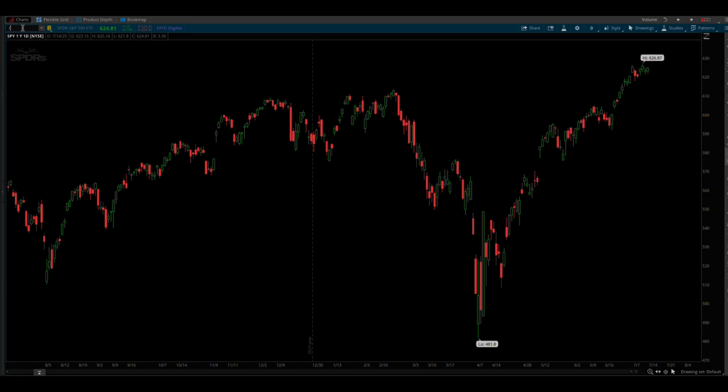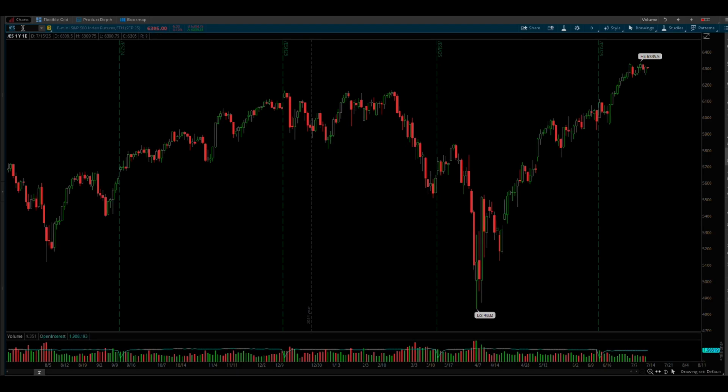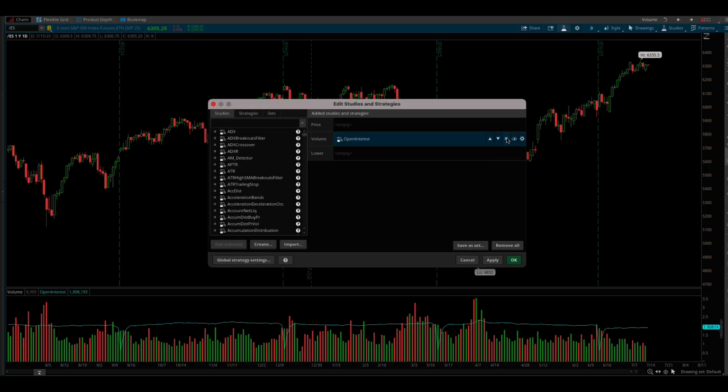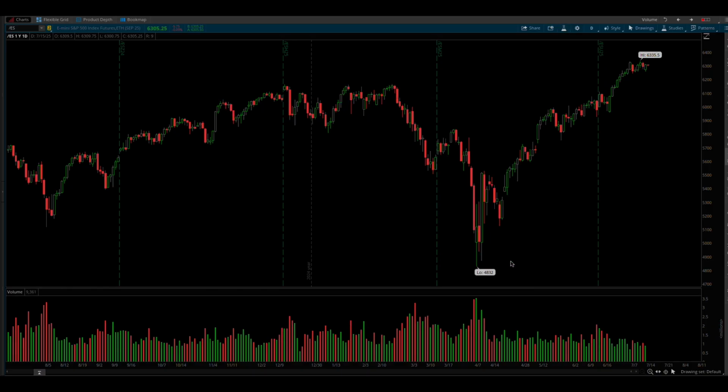So let's pull up ES. These are the futures for the S&P 500. Down here on every trading platform, there's a volume. The blue line is open interest for futures, but I'm going to get rid of that. So you can see down here we have volume. It shows how many contracts were traded for the ES.